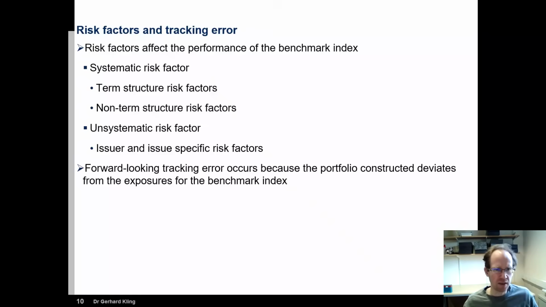And of course, when you have these unsystematic factors, actually these are idiosyncratic factors from a portfolio perspective, which are then linked to issuer-specific risks. So this goes back to our discussion of credit risk and so on. In a portfolio, you would hope you can diversify that away.